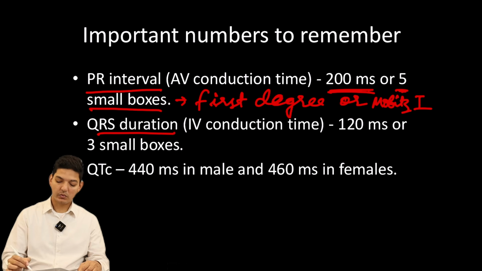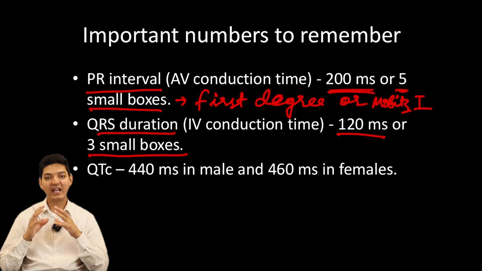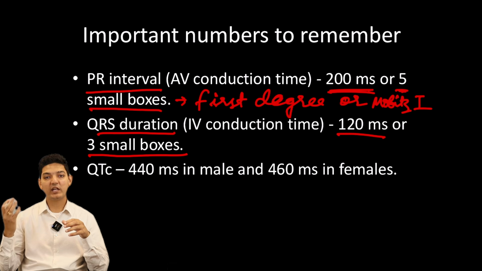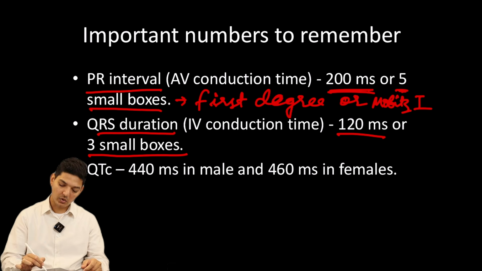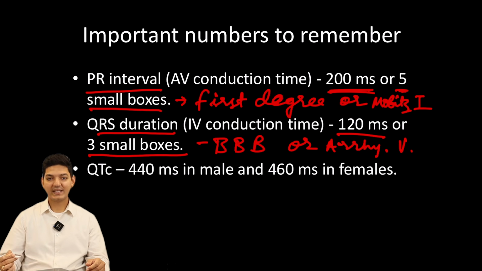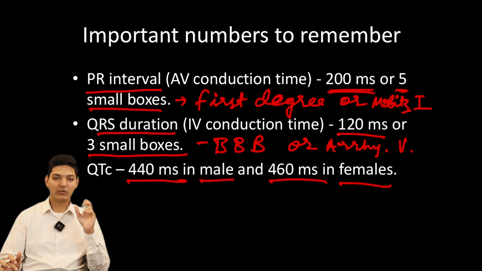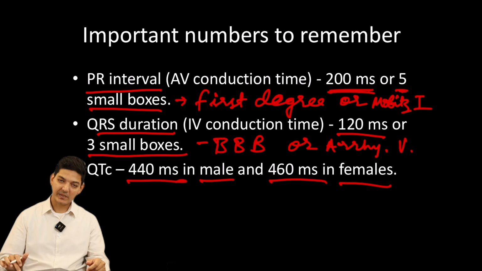Second number to remember is the QRS duration. If it's more than 120 milliseconds or more than 3 small boxes, which we call wide QRS, it has two different possibilities. Either there is a left or right bundle branch block, or the arrhythmia is coming from the ventricle. So arrhythmias of ventricular origin will have wide QRS, and also left and right bundle branch block will have wide QRS. The QTc interval is less than 440 milliseconds in male and less than 460 milliseconds in female. Alright, there is a quick, cheap and dirty way of knowing if the QTc is prolonged or not, which we'll see in upcoming slides.